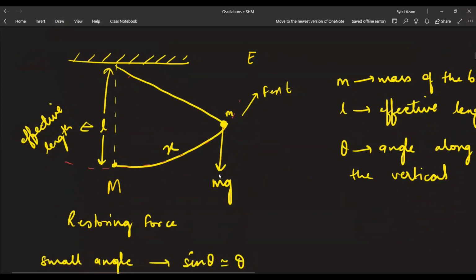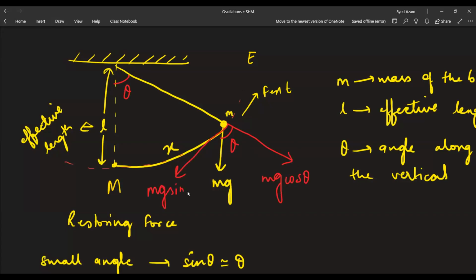So downwards is mg. Let's say this angle is some theta, the angle along the vertical, right? This is the actual angle theta, so this will also be theta. Now if we resolve, this component will become mg cos theta, and the tangential component becomes mg sin theta when you do the resolution of vectors.